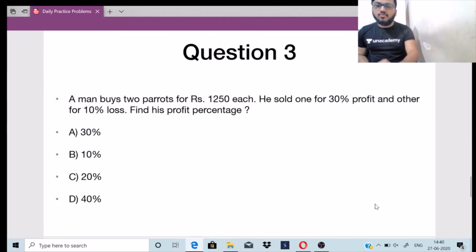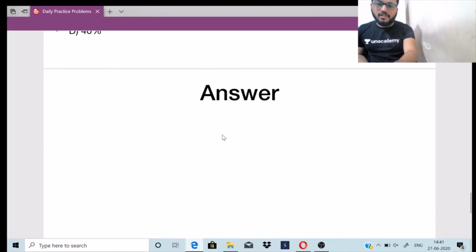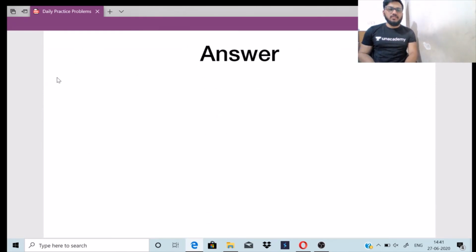Okay, the last question of the class. A man buys 2 parrots for rupees 1250 each. He sold one for 30% profit and the other for 10% loss. Find his profit percentage. 4 options are given. So he buys 2 parrots for 1250 rupees each. He sells one parrot at 30% profit and the other at 10% loss. So we have to find out his profit percentage. Right? This is another easy question.